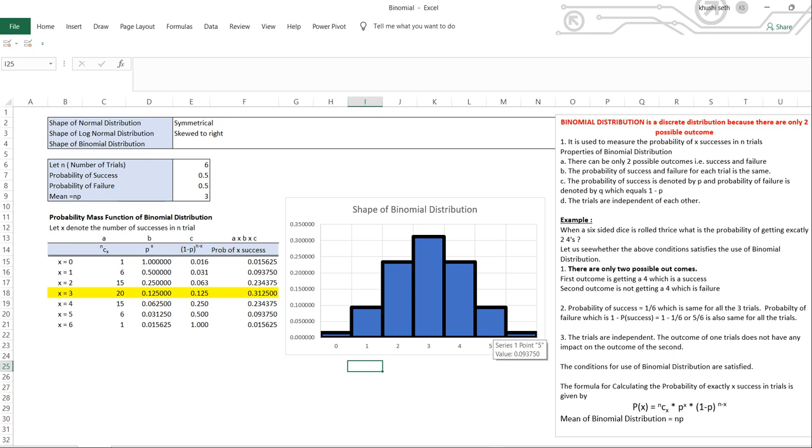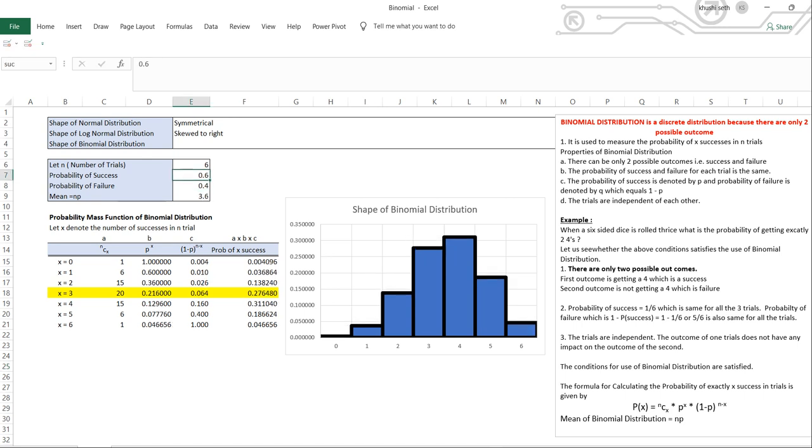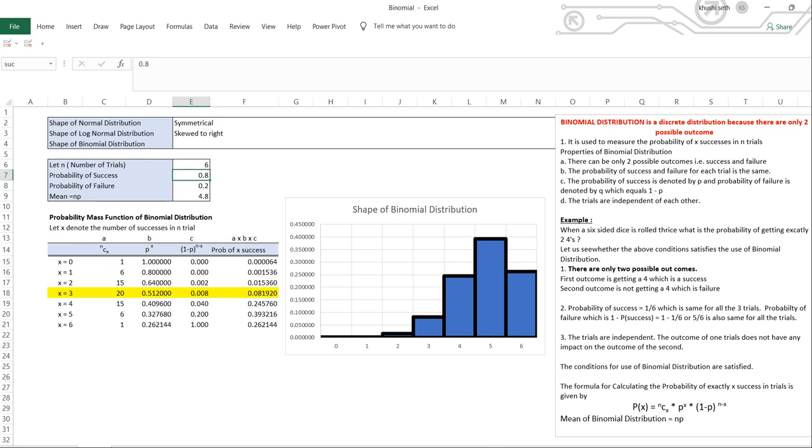When I increase the probability of success to 0.6, we can see that it is starting to become negatively skewed or left skewed. At 0.7, again we can see it's left skewed. When the probability is 0.8, we can see that the negative skewness is increasing.